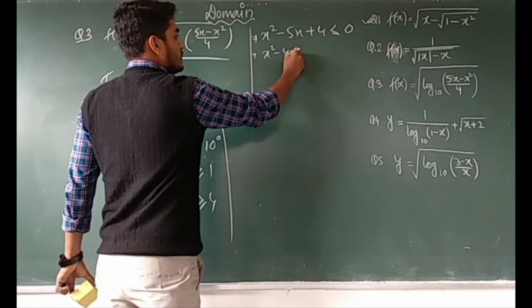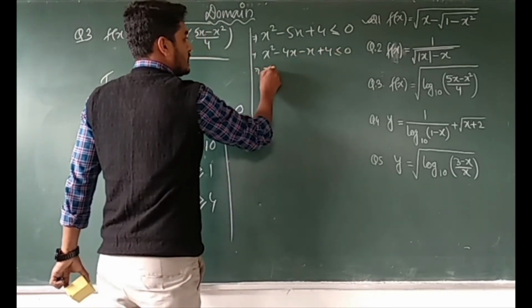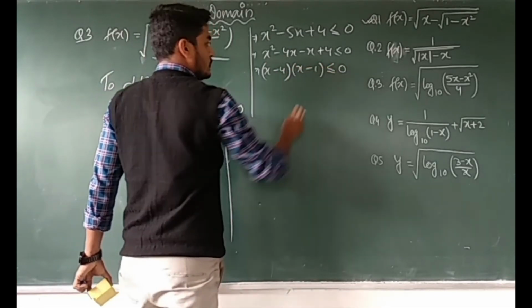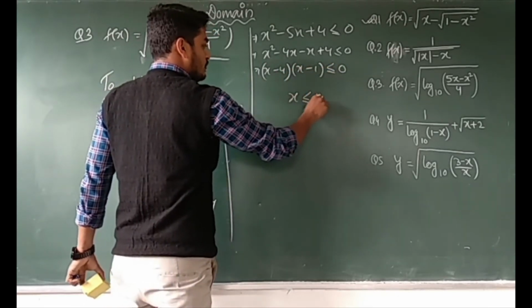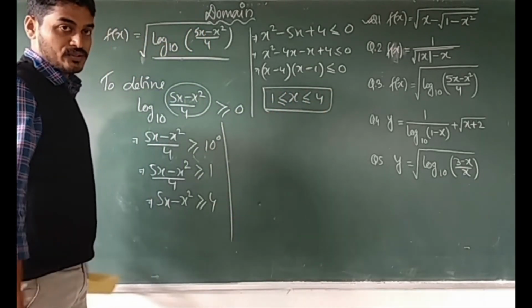x square minus 4x minus x plus 4 less than or equal to 0. This implies (x minus 4)(x minus 1) less than or equal to 0. This implies x should lie between 1 and 4. From here we have the first condition.